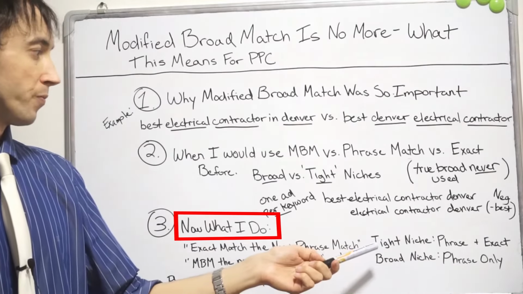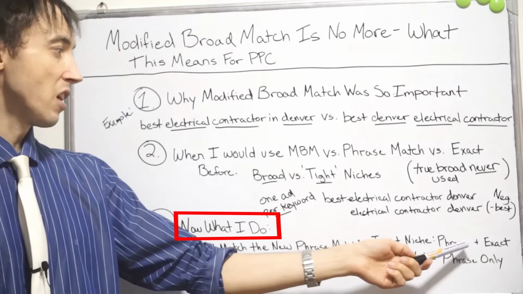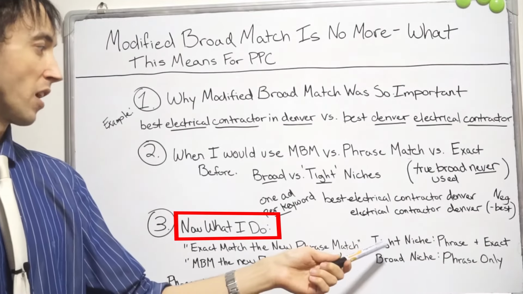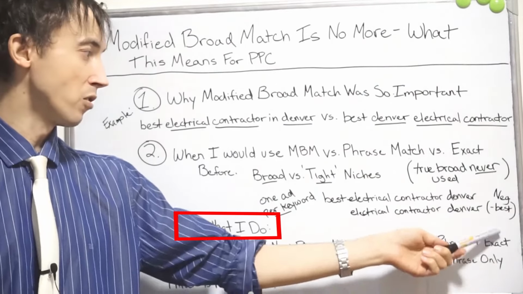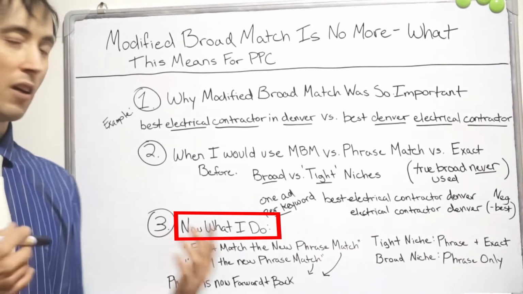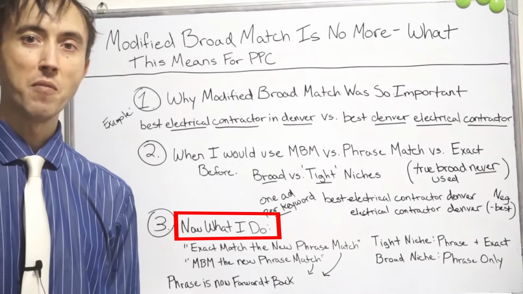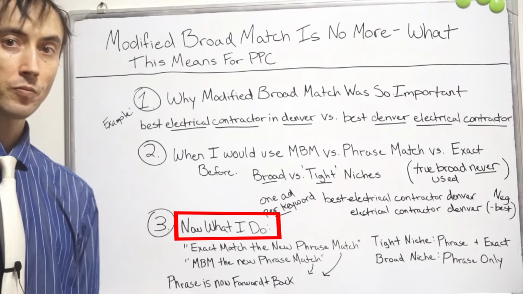And so with that said, I still usually use exact match and phrase match together in most cases if it's a tighter niche, but if you have to, you just use exact match there. But anyway, that's kind of the ins and outs of modified broad match, how exact match has changed, and normally what we're doing here.